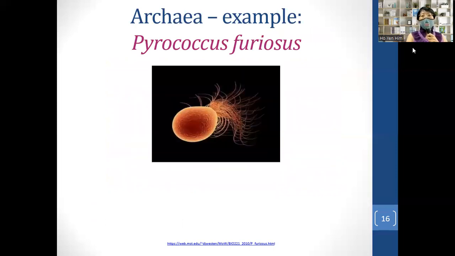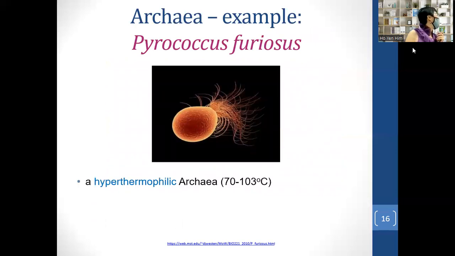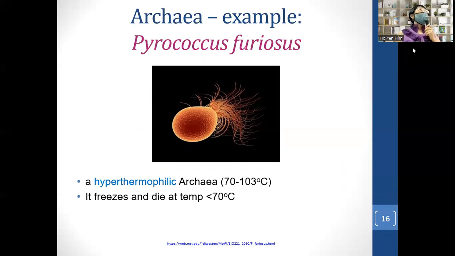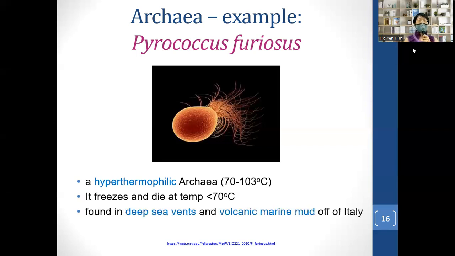This is Pyrococcus furiosus. It's very interesting, this structure here. So this bacterium is hyperthermophilic. That means it's not only thermophilic, but hyper. How hyper is hyper? It can live in boiling water. They survive in boiling water. My goodness. So 70 to 133 degrees Celsius, they can survive. But then when the temperature goes below 70, they will freeze and die. So strange, right? Below 70, they freeze and die. Very strange. Okay. Because they can live in very, very hot temperatures, even boiling, right?